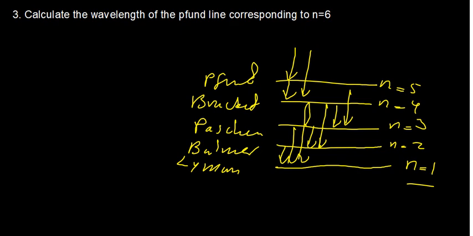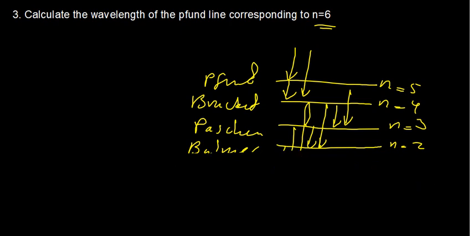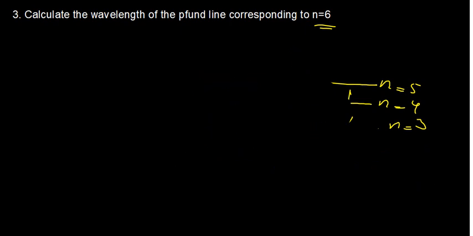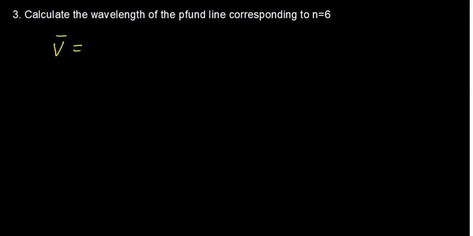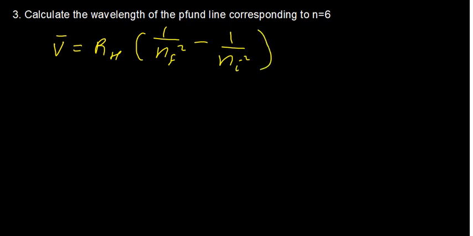So what we need to know is that the p-fund is a final state. It is coming from n is equal to 6. These series written here are always the final states. The one where it is coming from will be given, in this case, just like it has been given. So our aim is to calculate the wavelength. Now we need to understand that the wave number is given by the Rydberg constant, RH, multiplied by 1 over n final squared minus 1 over n initial squared.